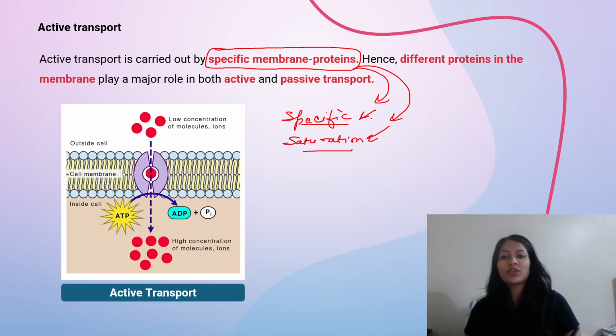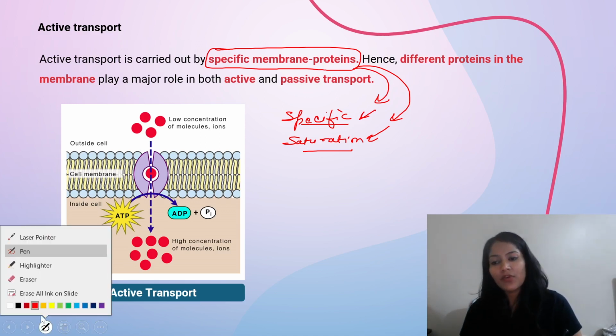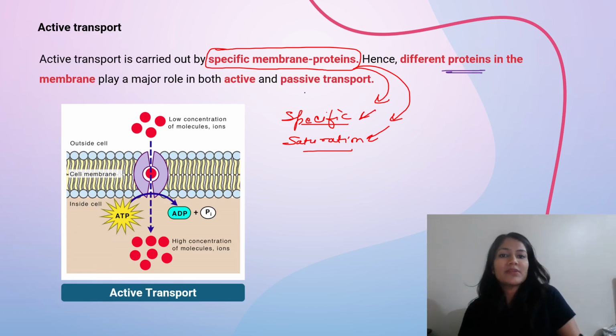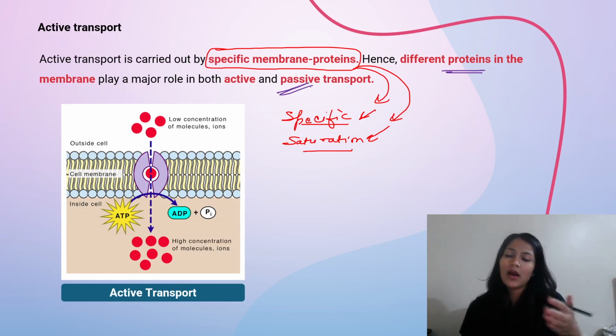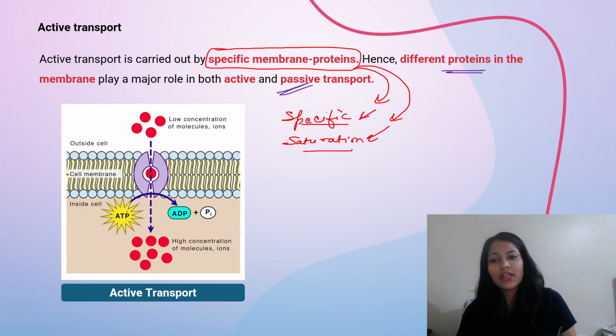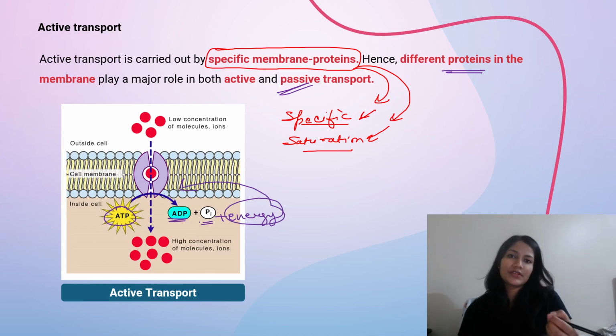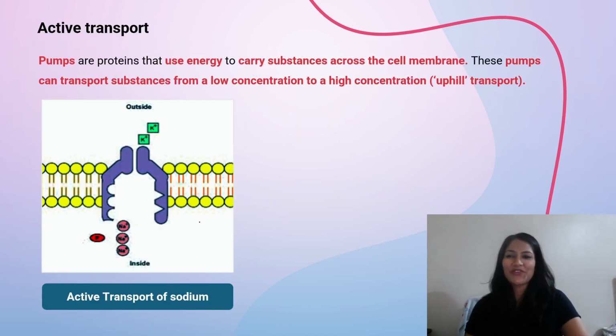Right? Different proteins in the membrane are going to help in active or passive transport. Some proteins will help in facilitated diffusion, some proteins will help in active transport. So different proteins of the plasma membrane are going to help: some of them in facilitated diffusion, that is passive transport, and some of them in active transport. I hope it is clear to everyone. So the ATP molecule will be broken down into ADP plus inorganic phosphate, and there will be release of lots of energy. This energy will be utilized in the process.